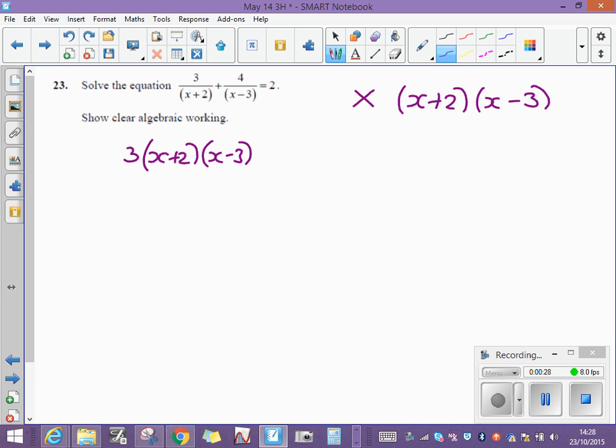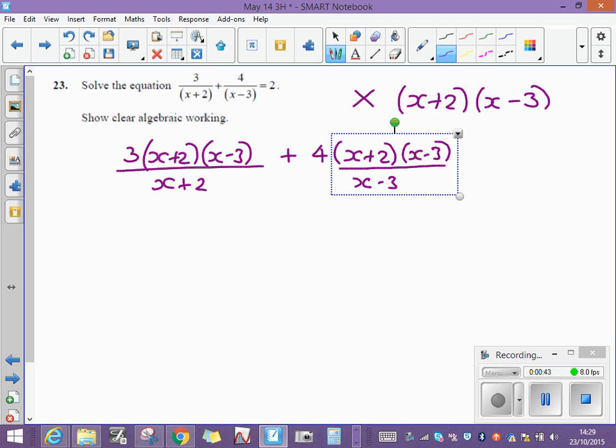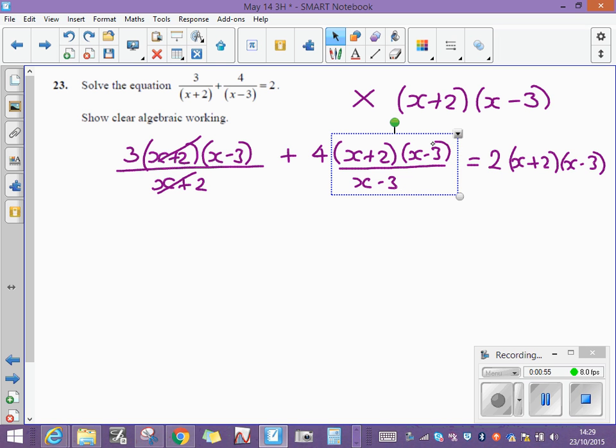So my first fraction becomes 3 lots of x plus 2, x minus 3, but that's over x plus 2. The second fraction becomes 4 times x plus 2 times x minus 3 over x minus 3. And the 2 on the right hand side is also going to be multiplied by x plus 2, x minus 3. The reason I've done that is obviously here the x plus 2's cancel, here the x minus 3's cancel.